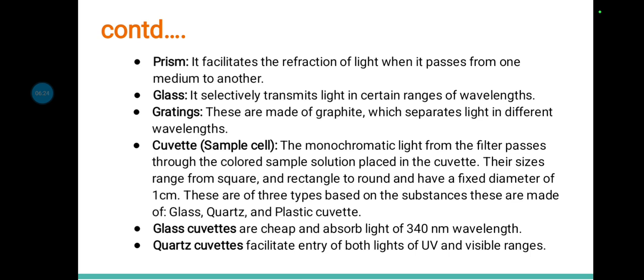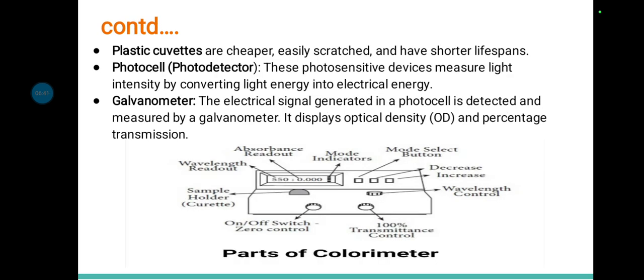Then there are three types of cuvettes based on the substances, that is glass, quartz and plastic cuvette. Glass cuvettes are cheap and they absorb light below 340 nanometer wavelength. Then quartz cuvettes allow entry of both UV and visible light ranges. Then plastic cuvettes are cheaper, but they get easily scratched and they have a short lifespan.